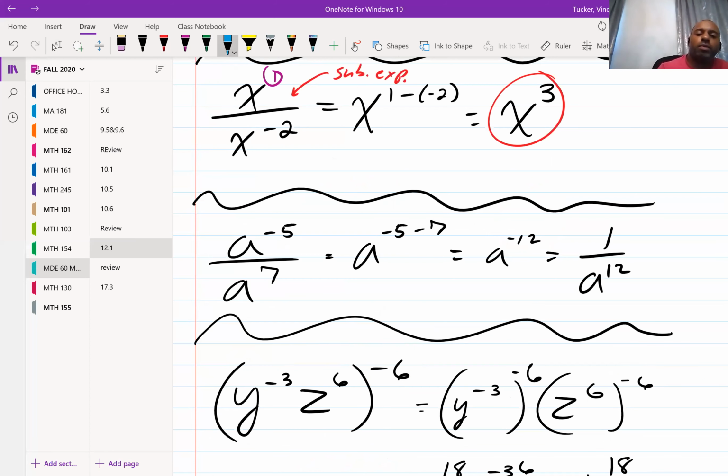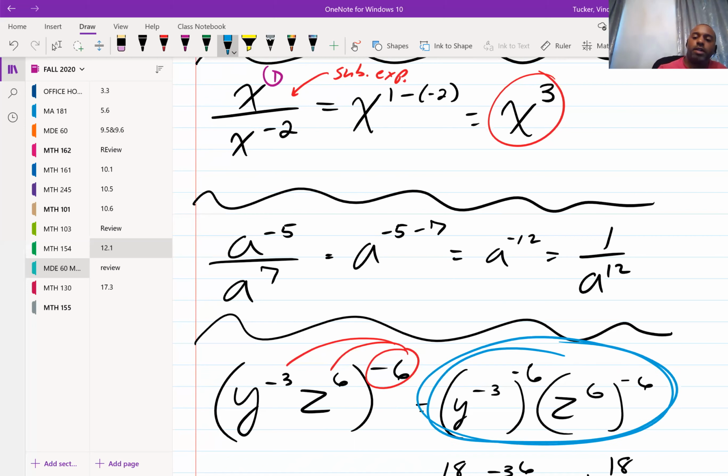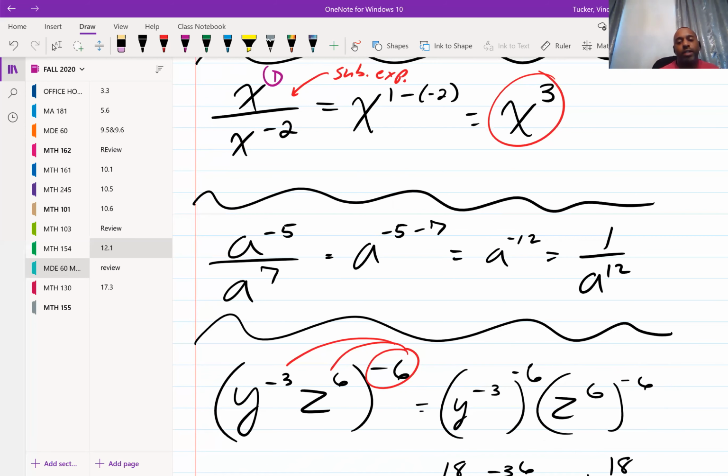All right, next one. This is our original problem right here. y to the negative third, z to the sixth, raised to the negative sixth power. So the first thing we want to do is to apply that negative sixth power to each piece or each variable. And that's what happens over here. I have y to the negative third raised to the negative sixth power, z to the sixth, raised to the negative sixth power.